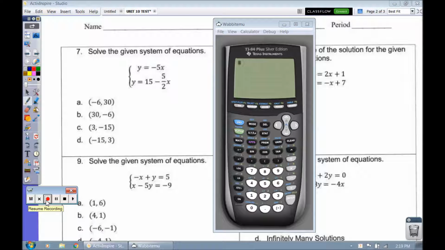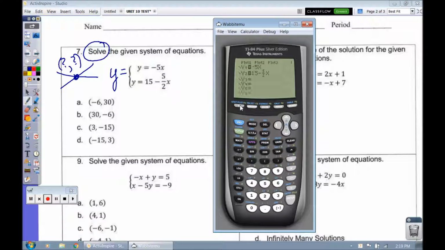Number 7, solve the system. To solve it means we need to figure out where they cross. What is that coordinate? What are the missing x and y values that make up the coordinate? Oh yay, they're both in y equals. We're going to use our y equals button. I have them typed in the calculator. We are going to hit graph. Let's see if we see anything here. It looks like it crosses way up here somewhere, right?